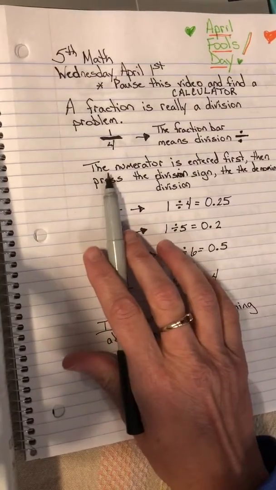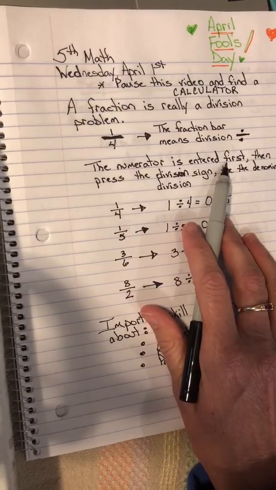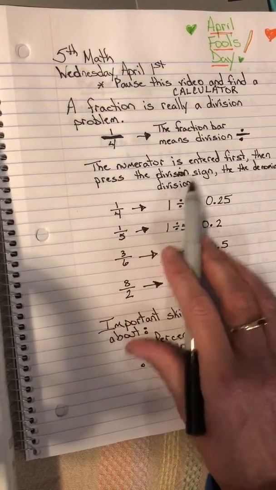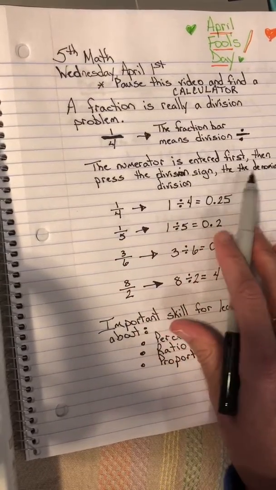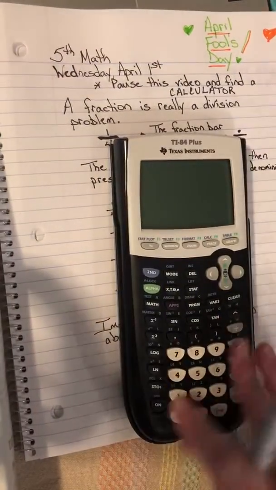So when we want to turn our fraction into a decimal, this is what we're going to do. The numerator is entered first into your calculator. Then we press the division sign, then the denominator. All right, so let's practice.